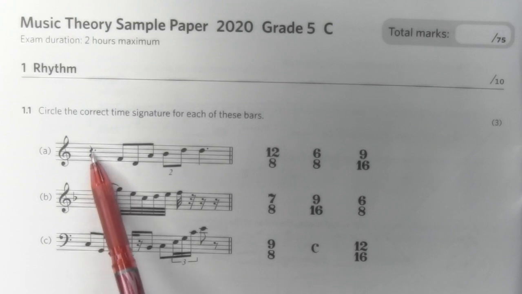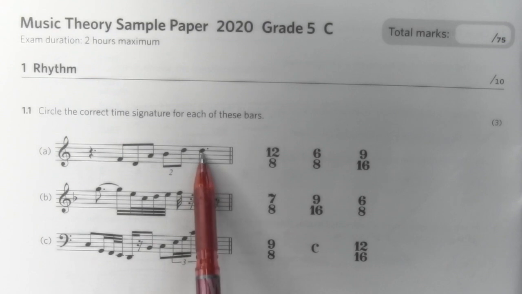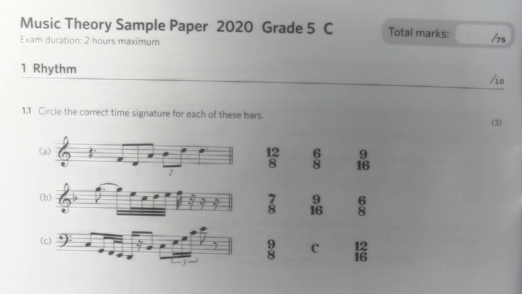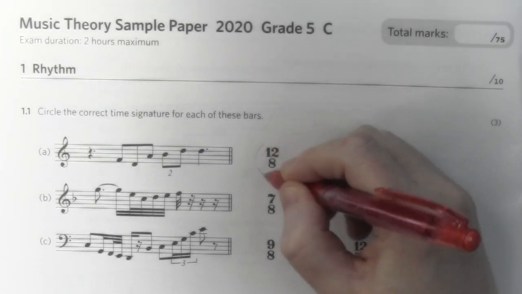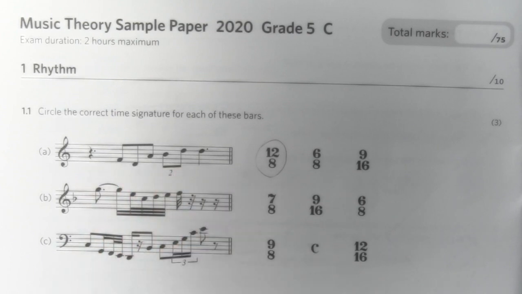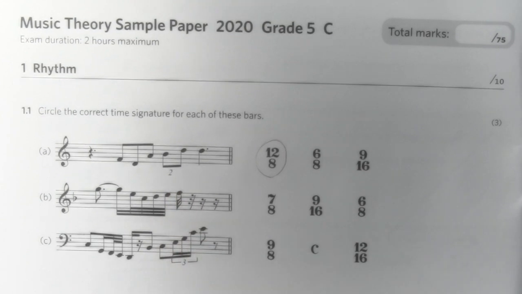1, 2, 3. 2 quavers plus 1. 3 quavers. 2 quavers plus 1. And an irregular group of quavers. This is a duplet. And the duplet means that in the space of 3 quavers we put 2. So the answer is 12/8 because we have 4 groups of 3 quavers, given that this is irregular, okay?